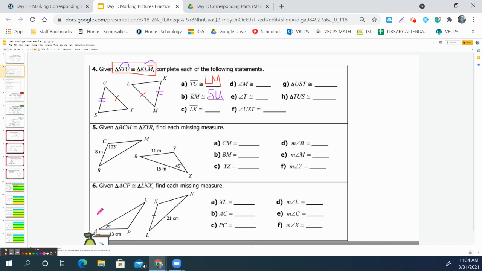You need some kind of physical connection with the material. Don't just sit and passively watch. I am not a Netflix channel. You can't binge watch me.